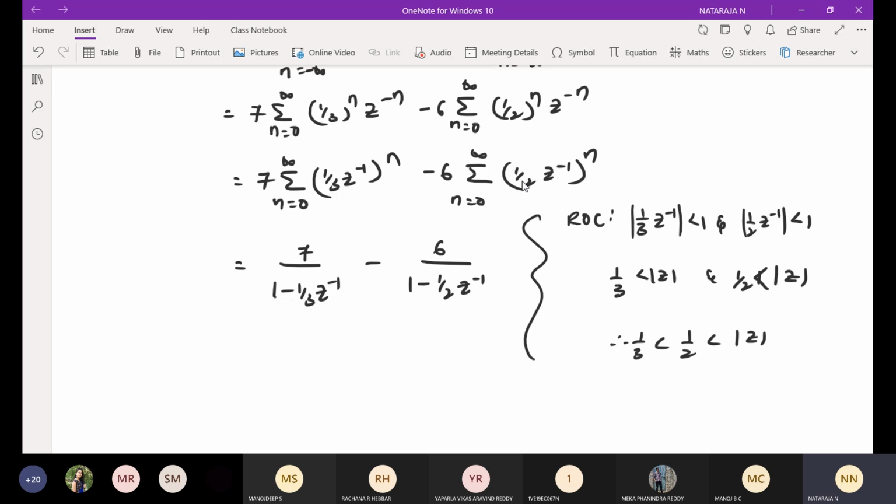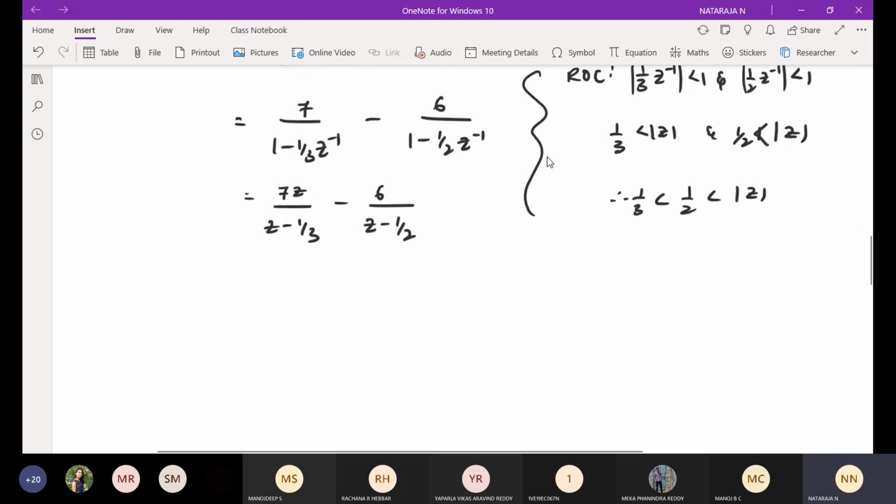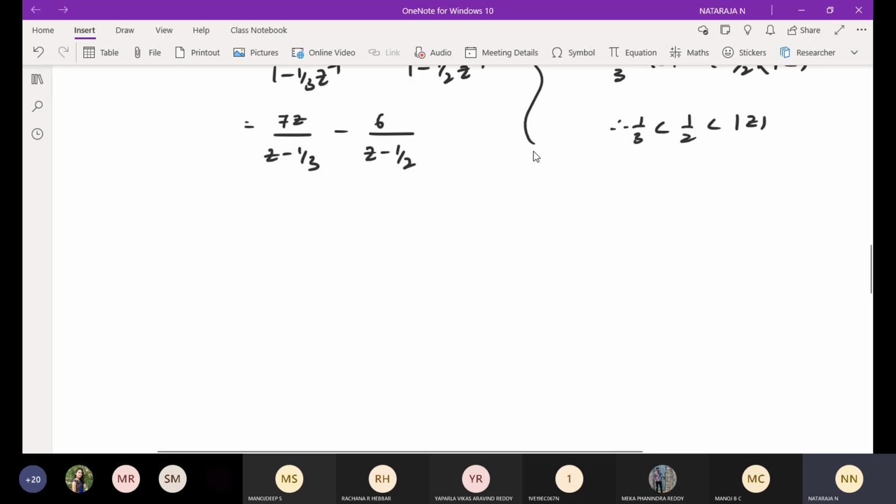If I solve this equation, what I get is 7z divided by z minus 1/3. Z inverse will be 1 by z, divided by z, cross multiply. We will get 7z divided by z minus 1/3, then minus 6 by z minus 1/2. If I solve this, what I get exactly, we'll have an LCM: z minus 1/3 into z minus 1/2.